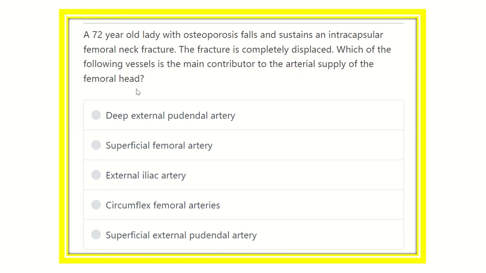So here, the first point is important: this is a 72-year-old lady. Then an osteoporotic fracture occurs in the intracapsular femoral neck, and it is completely displaced. So these three points are very important. First of all, it is a 72-year-old lady, then a femoral neck fracture which is completely displaced. And we have to find out the main contributor of the arterial supply of the femoral head. So this relation is very important.